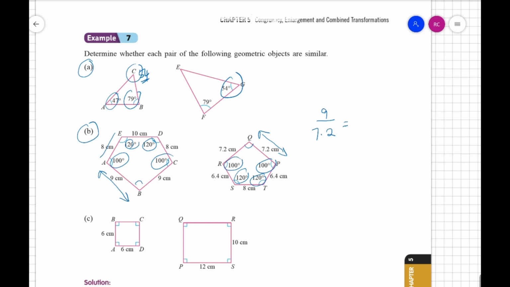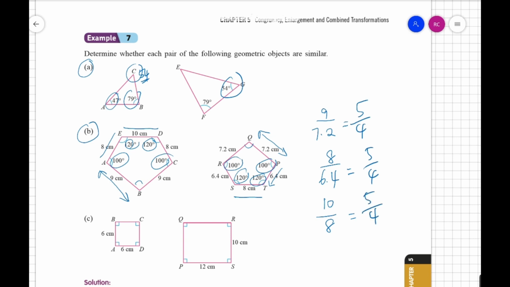And then AE is 8. AE is equal to PT. So 8 over 6.4, we find out the answer. And then this side is 10, this is 8, so 10 divided by 8, we get the answer. Okay, as you found in the answer of your book, all of them are equal to 5 over 4.